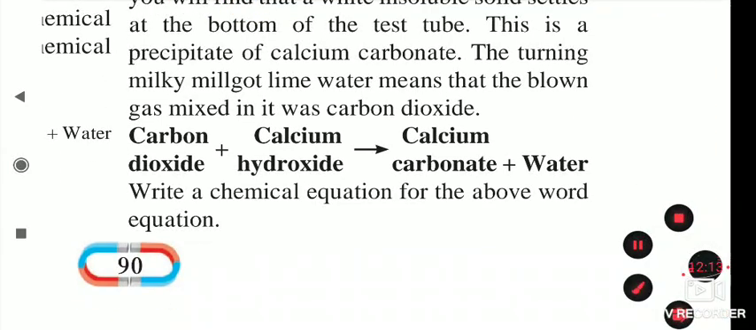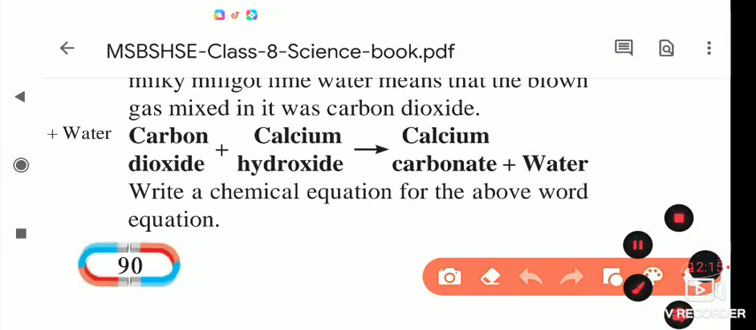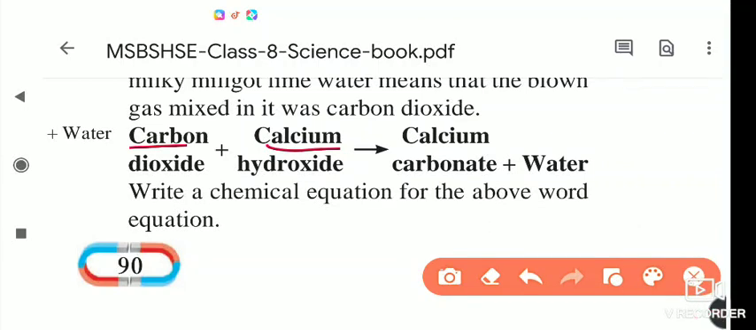Whatever we blow out from respiration, the carbon dioxide enters the calcium hydroxide, the freshly prepared lime water, and it turns milky. It means a precipitate is formed, calcium carbonate, plus water. And this is the word reaction for carbon dioxide and calcium hydroxide, shown here.